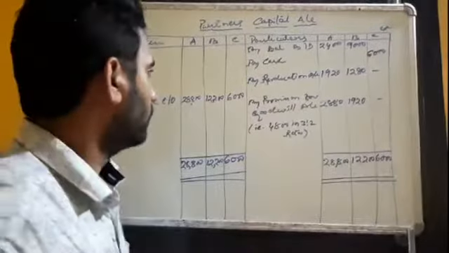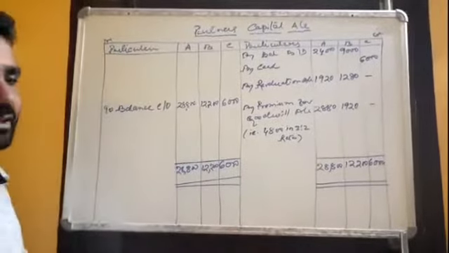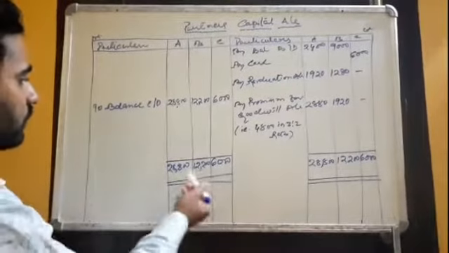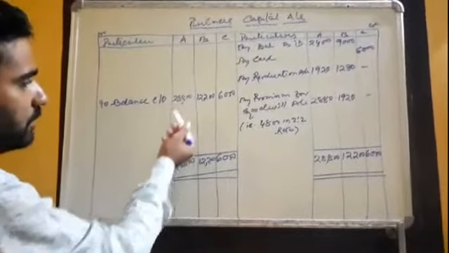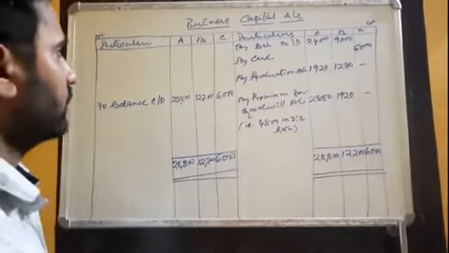And accordingly, on the debit side, we write by balance c/d. C/d means carried down. So I write down the amounts: 28,800, 12,200 and 6,000. So that's over for the partners' capital account.